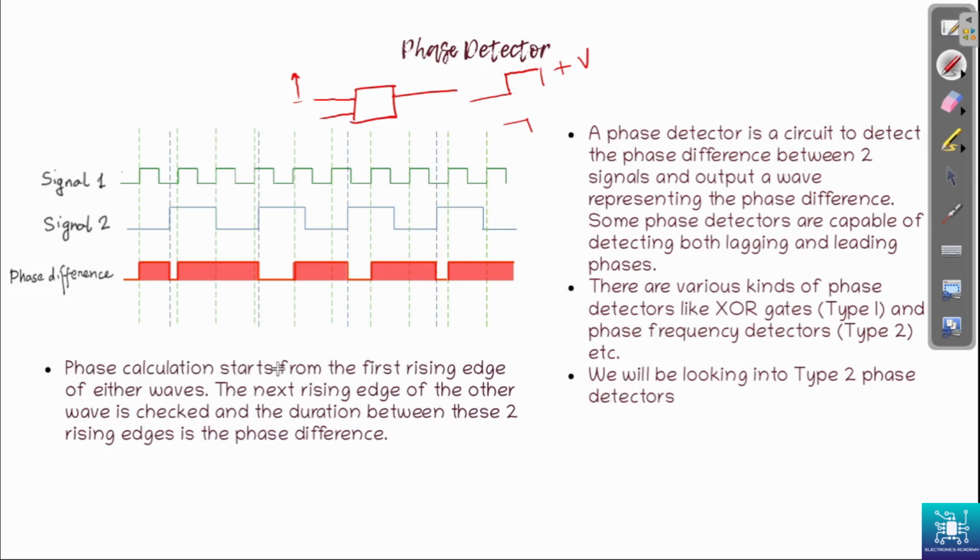Phase calculation starts from the first rising edge of either wave. The next rising edge of the other wave is checked, and the duration between these two rising edges is the phase difference. So that is what you saw here. That is what the circuit does. This is the job of the circuit. So for any two square waves, this is the representation of the phase difference wave or phase difference signal.